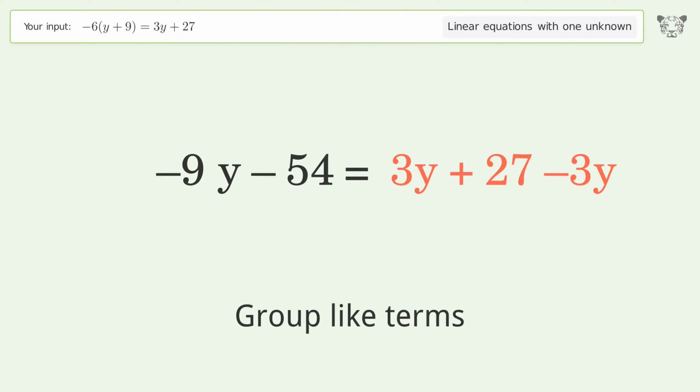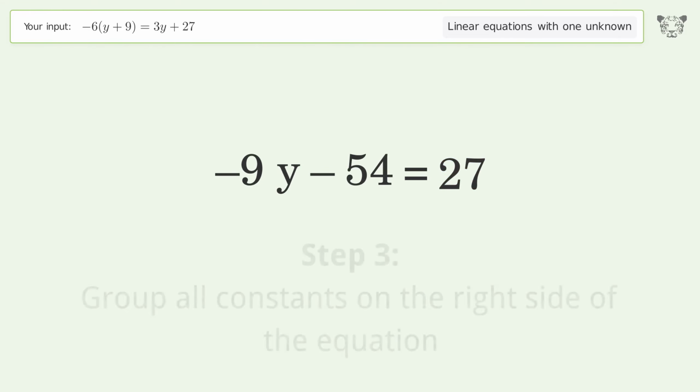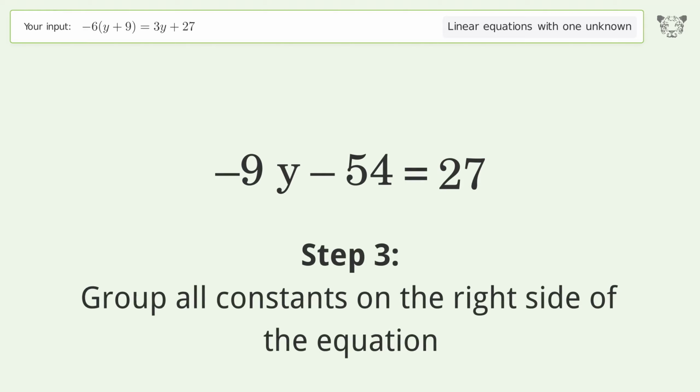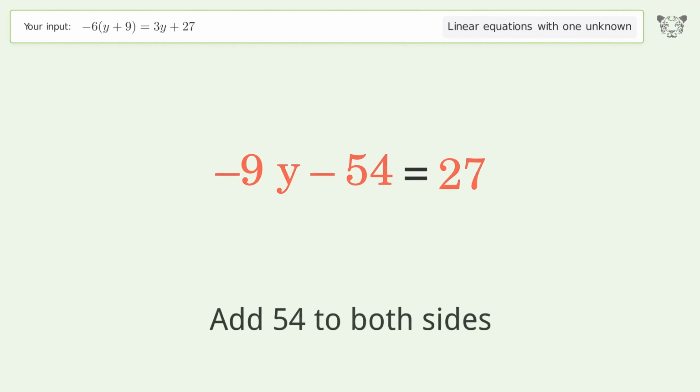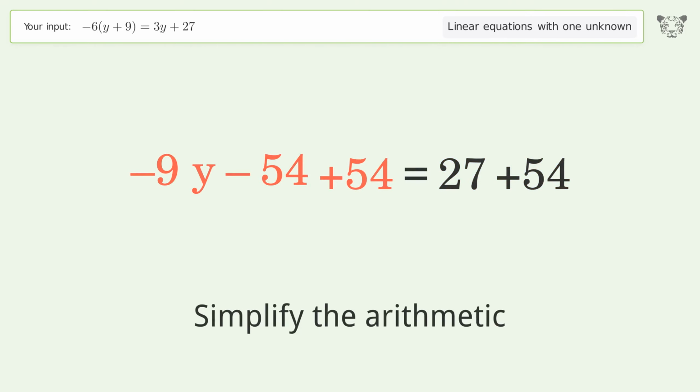Group like terms. Simplify the arithmetic. Group all constants on the right side of the equation. Add 54 to both sides. Simplify the arithmetic.